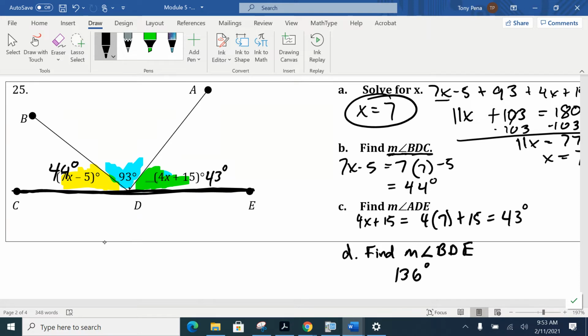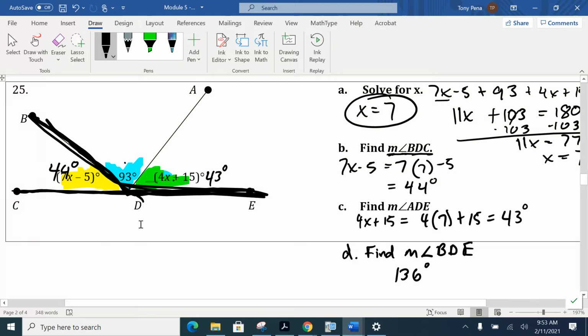Good. The 93 and the 43, because BDE gives us this big angle, and it's now a combination of here and here. All right. So that's why the name of these angles are important, so that we can understand the order in which we're going to go, so we know which angle we're talking about. All right. Good.